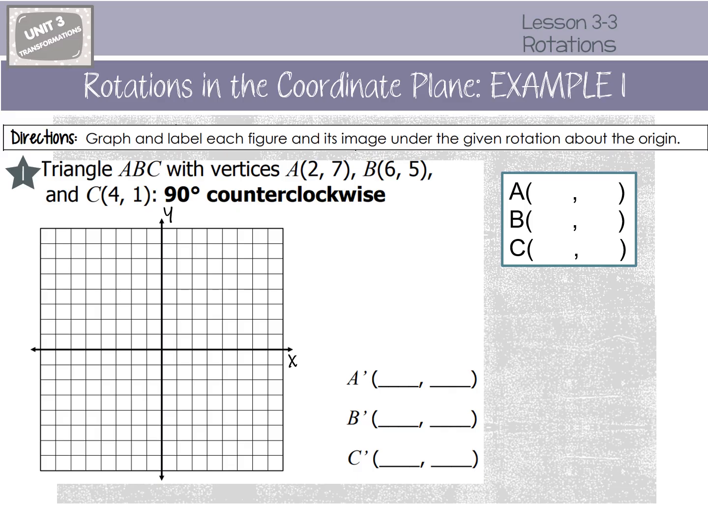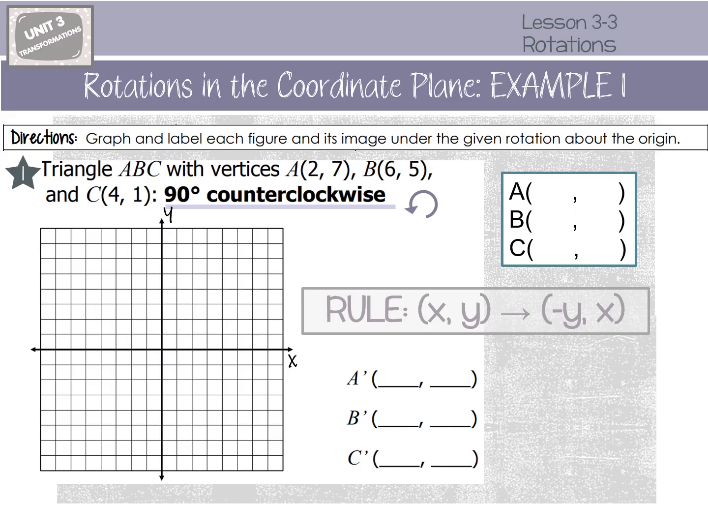Rotations in the coordinate plane, example 1. We are to graph and label each figure and its image under the given rotation about the origin. Triangle ABC has vertices A at 2, 7, B at 6, 5, and C at 4, negative 1. We're doing a 90 degrees counterclockwise turn. There's our rule. Let's plot our points. A is at 2, 7. B is at the point 6, 5. C is at the point 4, negative 1.